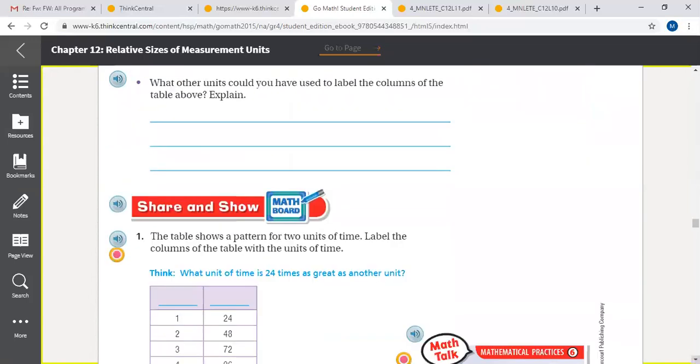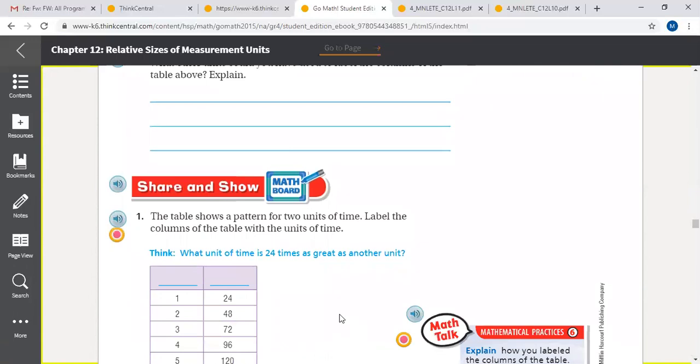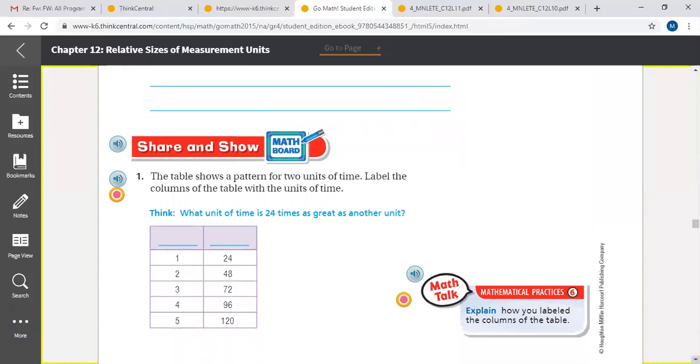Okay. Share and show. The table shows a pattern for 2 units of time. Label the columns of the table with the units of time. Okay, here this is 1 and this is 24. This is 2 and this is 48. 3 and 72, 4 and 96, 5 and 120.